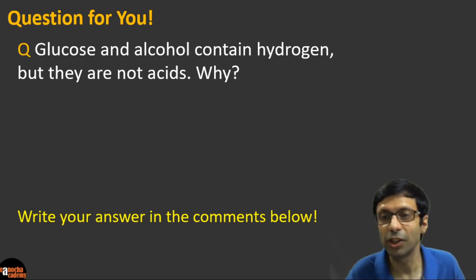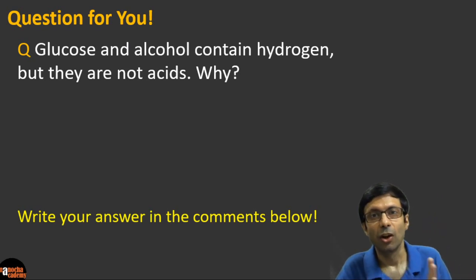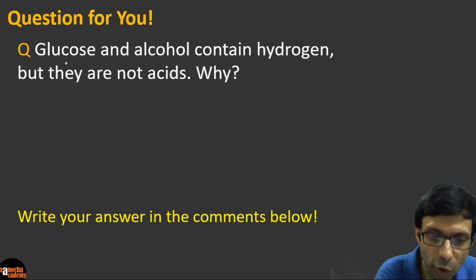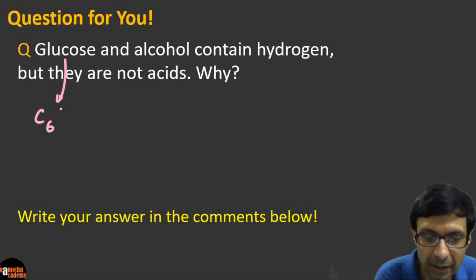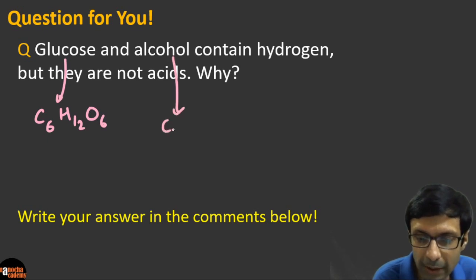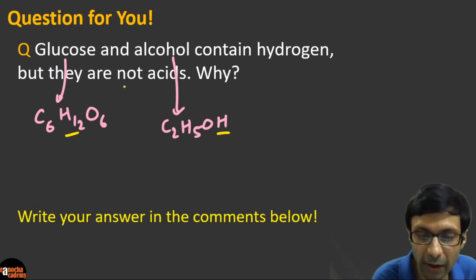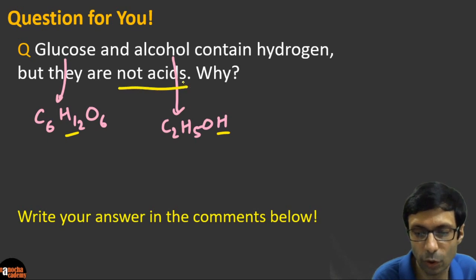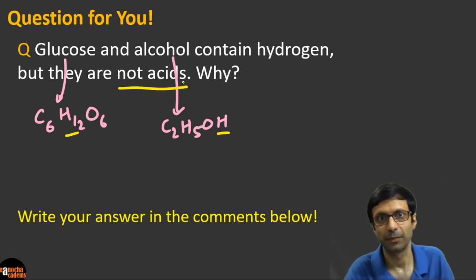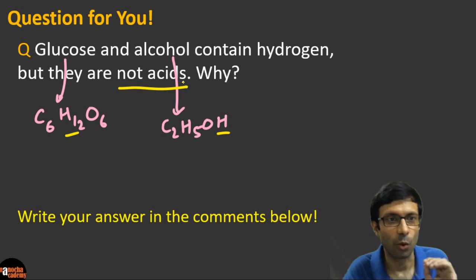And guys, I have an interesting question for you. So the question is, glucose and alcohol, right? They contain hydrogen, because you know what is the formula of glucose? So glucose, the formula is, guys, what is the formula? C6H12O6, right? And alcohol, the formula is C2H5OH. So can you see these guys contain hydrogen, but we know that they are not acids. So these guys are not acids, right? The question is why?